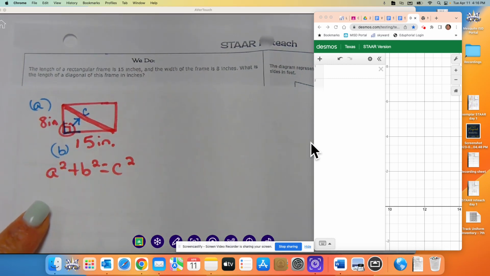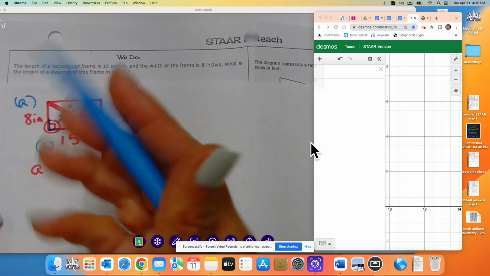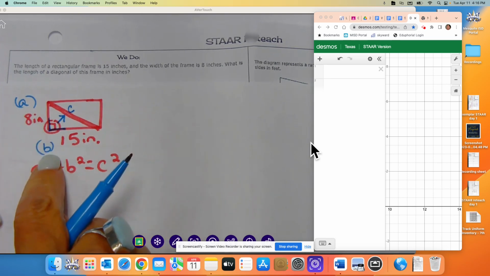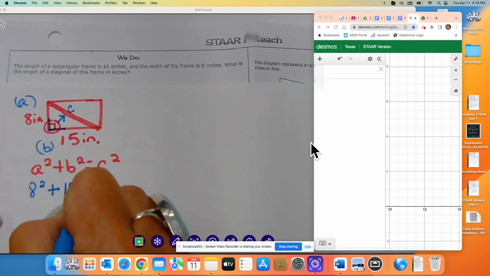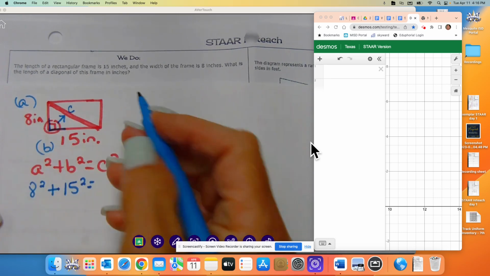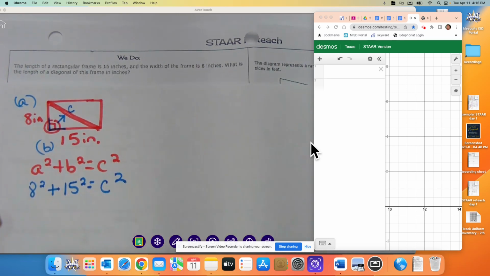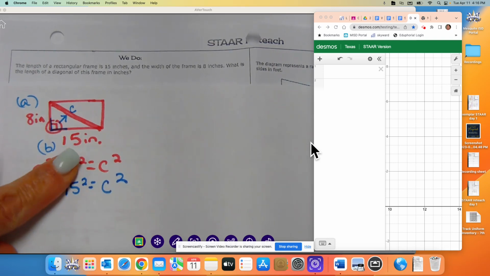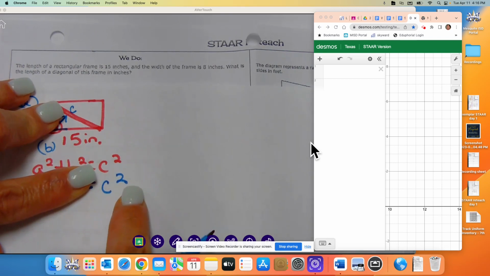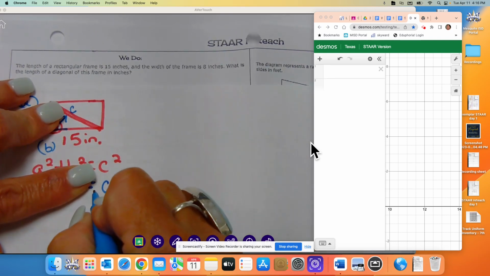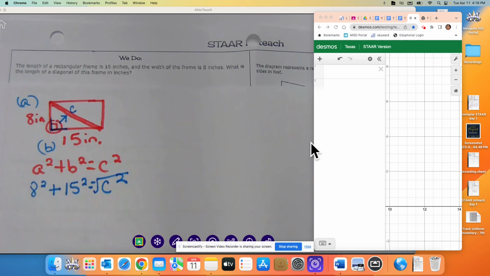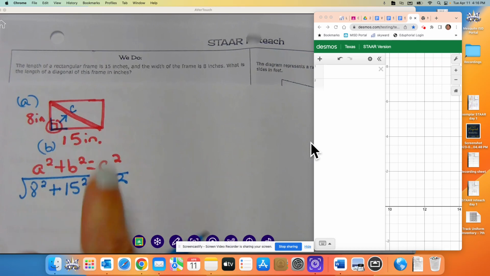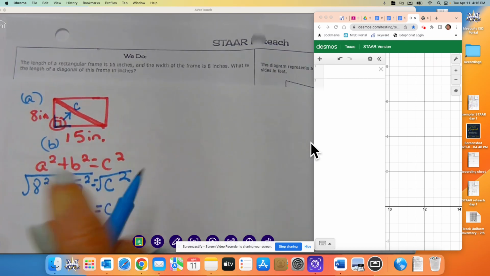Next thing we're going to do is plug in. So for A, I'm going to plug in 8. So we have 8 squared plus what I'm going to plug in for B is 15 squared. And I don't know what C is, so I'm going to leave this C squared. Since I want to know what C is, not C squared, I'm going to do the opposite of squaring a number, and that is finding the square root. So to find the answer, you're going to take the square root, and to find C, you're going to add.